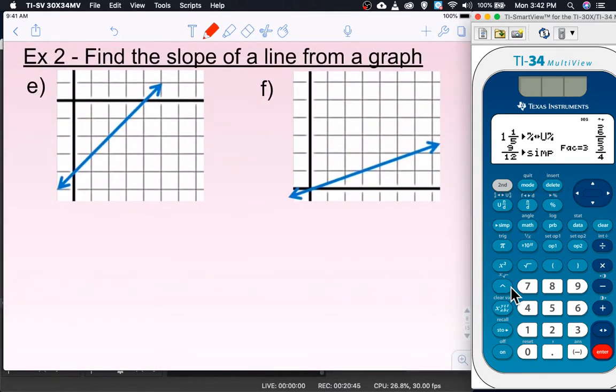All right. Because this is such an important concept, I have 2 more for you to do, please. So if you could, please pause the video, try these 2 on your own. When you're ready to continue, hit play, and we'll do them together.